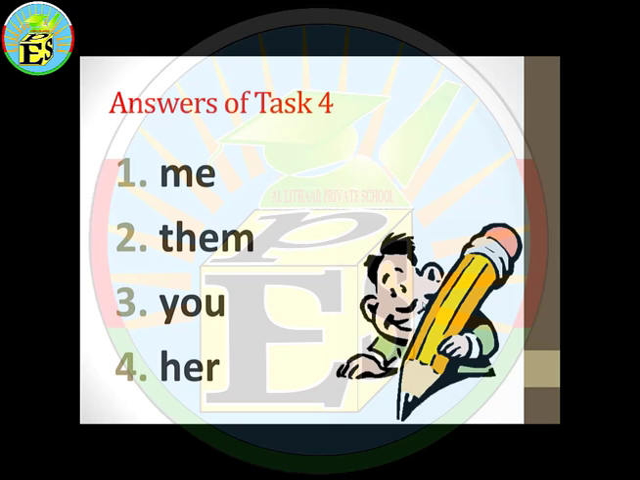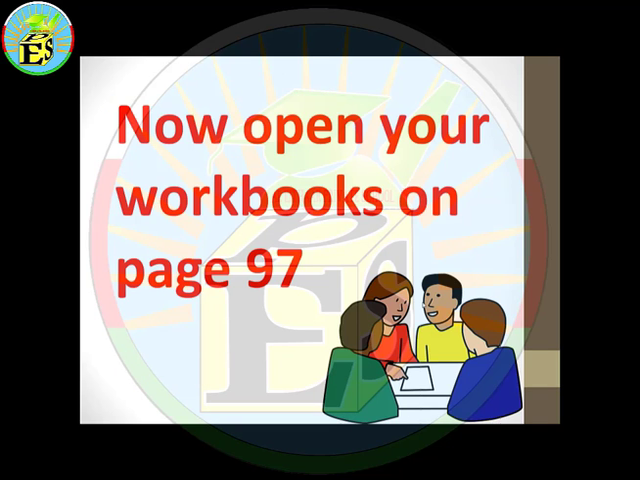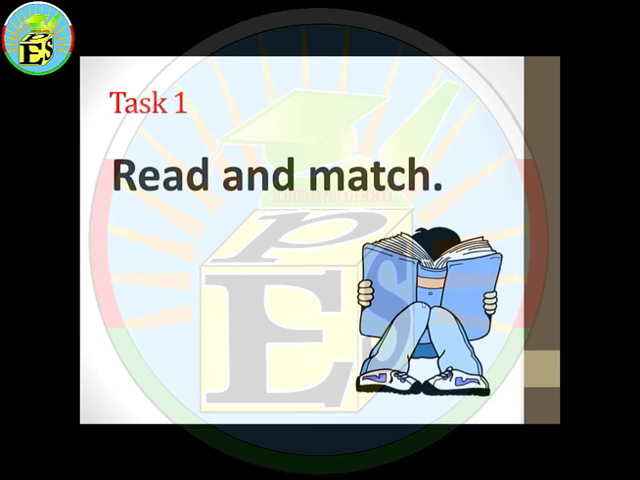Now I would like you to open your workbooks on page 97 and we will start solving the activities or the tasks that we have. What we need to do in task number 1 is to read and match, and here we have 7 sentences that require a complement. So we have to match the first side of this task with the second side, the numbers with the letters. We will read them together and try to guess the answers while I'm reading.